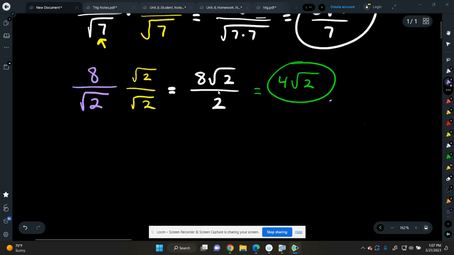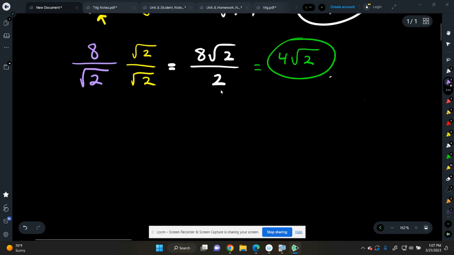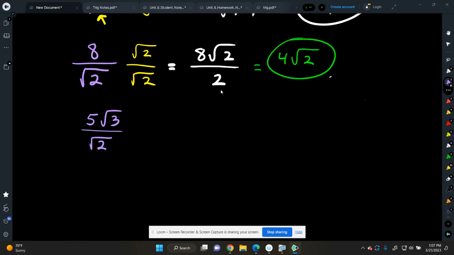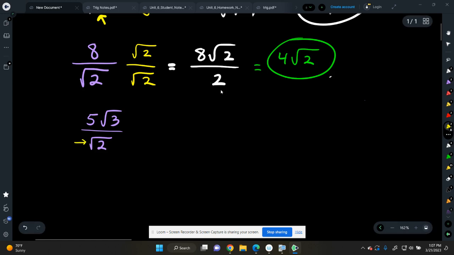Let's do another one. How about 5 root 3 over root 2? So where's the problem? The one on the top is actually not a problem. It's the one on the bottom. You can't have a radical in the denominator. So we're going to do the same thing. Multiply the top and the bottom by the square root of 2.